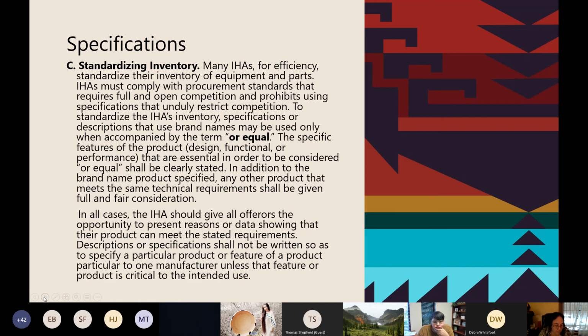In all cases, your Indian housing entity should give all offerers the opportunity to present reasons or data showing that their product can meet your standard requirements, your stated requirements, whatever you put out. Descriptions or specifications shall not be written so as to specify a particular product or feature of a product particular to one manufacturer, unless that feature or product is critical to the intended use.